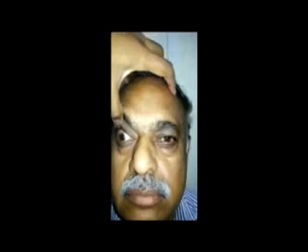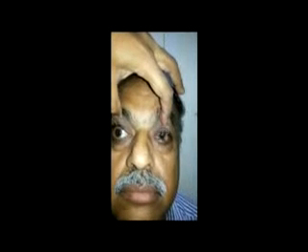The other movements, abduction, adduction, upward movement, this is the downward movement, and now you can see the upward movement. So this is a third nerve palsy. The other movements are defective.